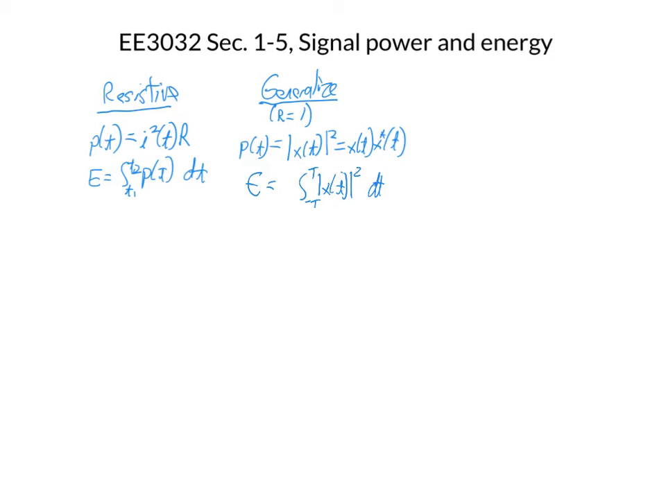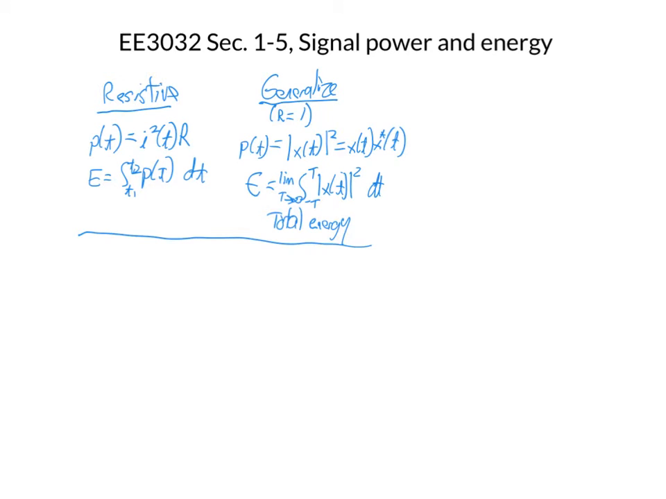And if I want to know the total energy of a signal, which is something we're often looking for, I would take the limit as T approaches infinity. So I end up with an integral from negative infinity to infinity over all time, and I end up with the total energy of the signal. Okay, so now, depending on the signal, that energy integral might be infinite.